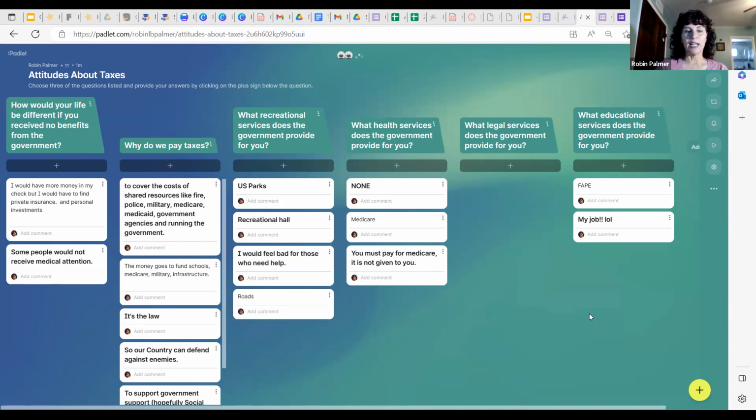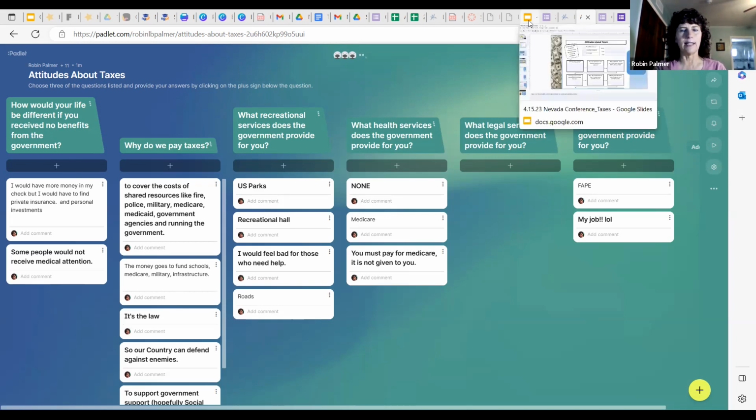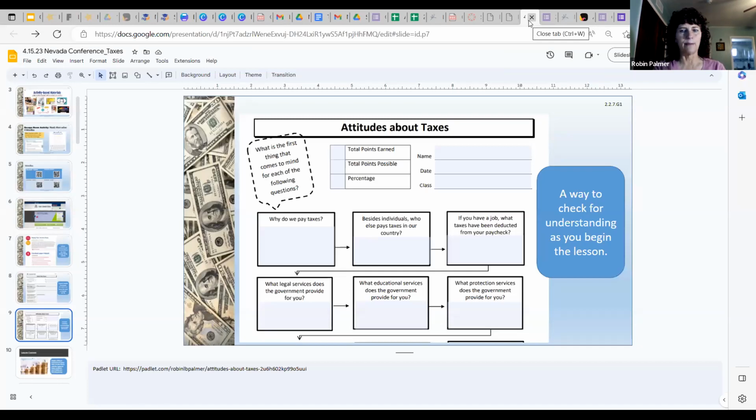So it gives you a chance to be able to talk about some of the differences that our families face and how the government might interact with us in different ways. So that's just another way to do it digitally if you haven't done something like that in your classroom before. Fun way. When I do the paper version, people usually ask me about that.